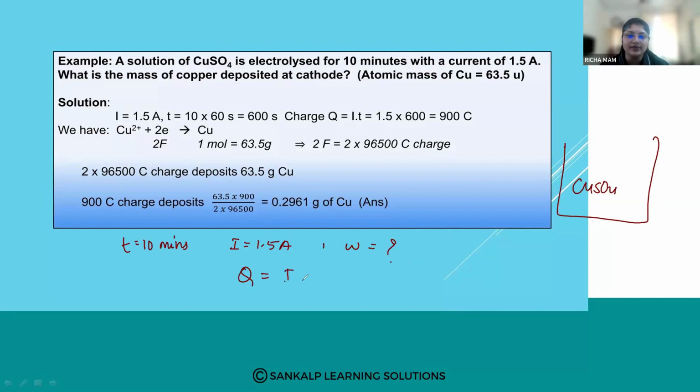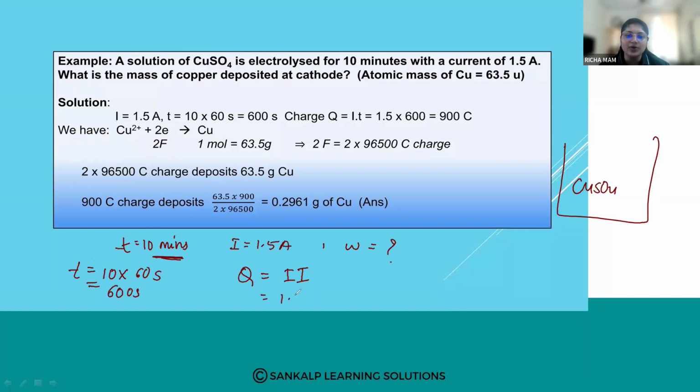Q is equal to IT, right? Now, do we have I? Yes, I have I. Now T. T should be represented in seconds, but here it is given in minutes. So how will you calculate T in seconds? It will be 10 into 60 seconds. So it will be 600 seconds.